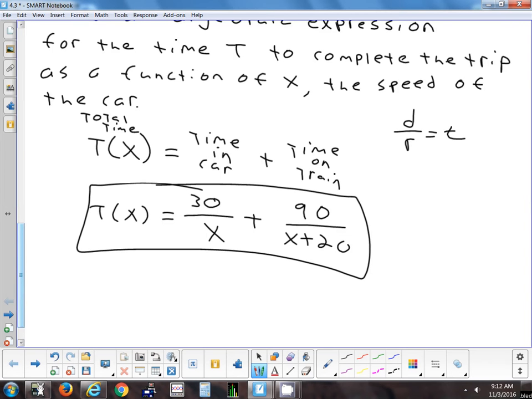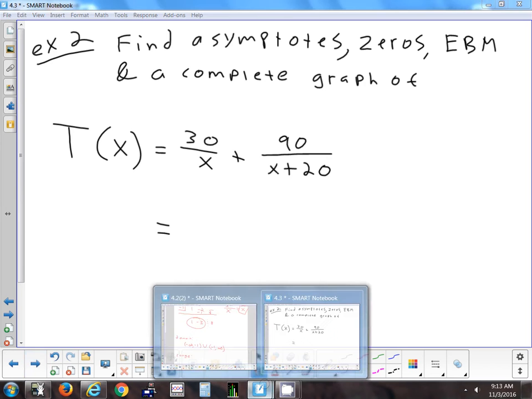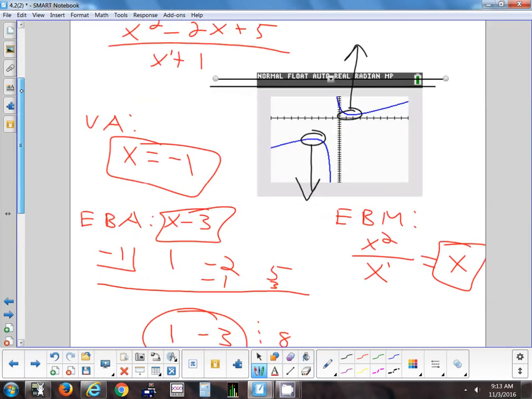All right. So now I want to take this equation and analyze it just like we always do. Let's find some asymptotes, the roots, and end behavior model, and then we'll find a complete graph, which means do it on the calculator. Now, when we work with rational expressions, do we usually have two separate fractions, or one fraction all combined together? We usually have one fraction, like in the homework problems. One numerator, one denominator.